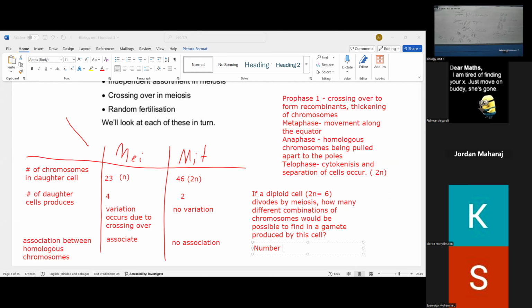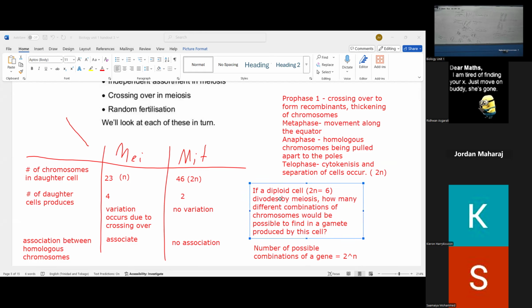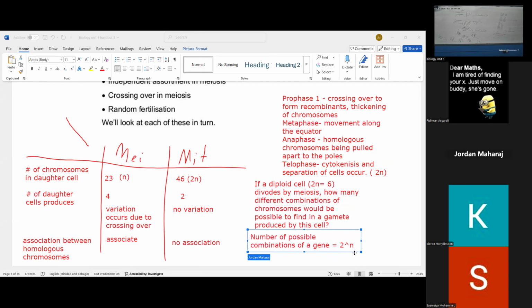To find the number of possible combinations of a gene, all you do is 2 to the power of n, where n is equal to the haploid number. Again, this could come up in the multiple choice, or in the paper too, or it might even come up in the books.